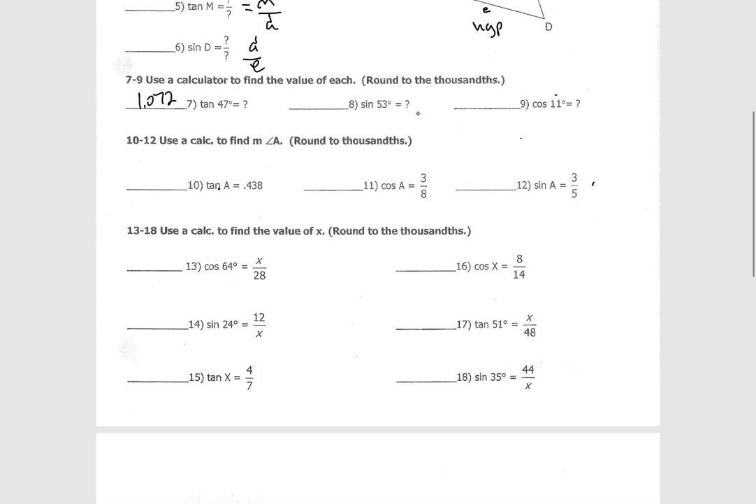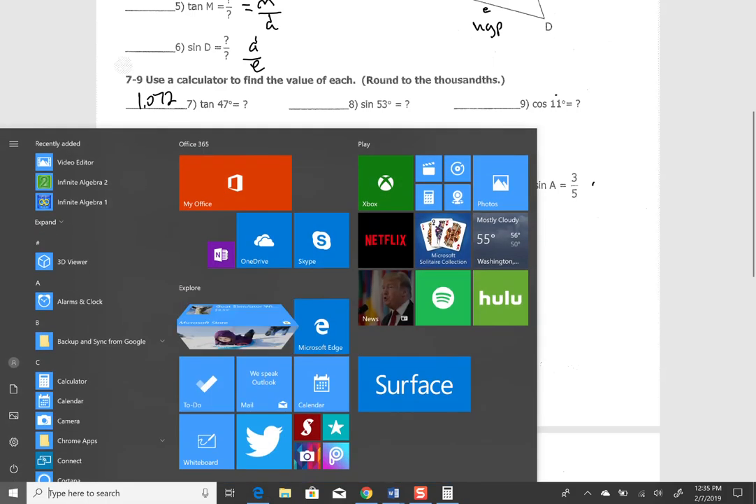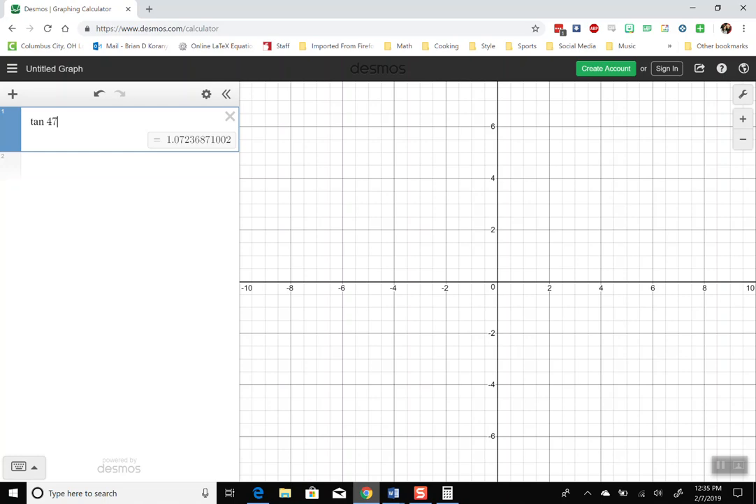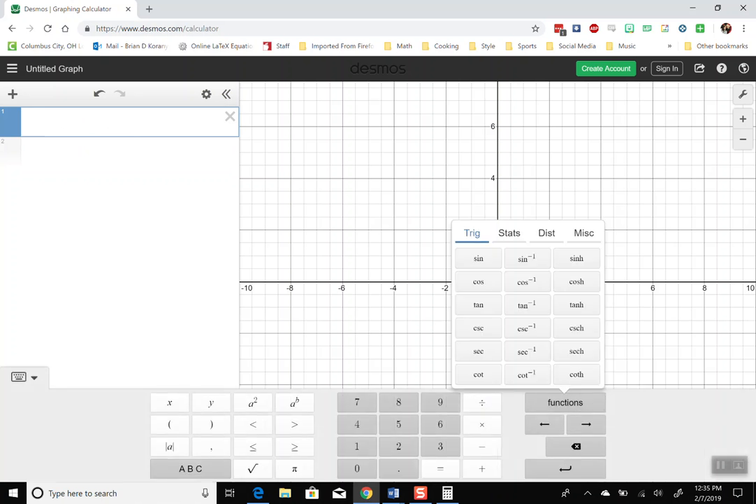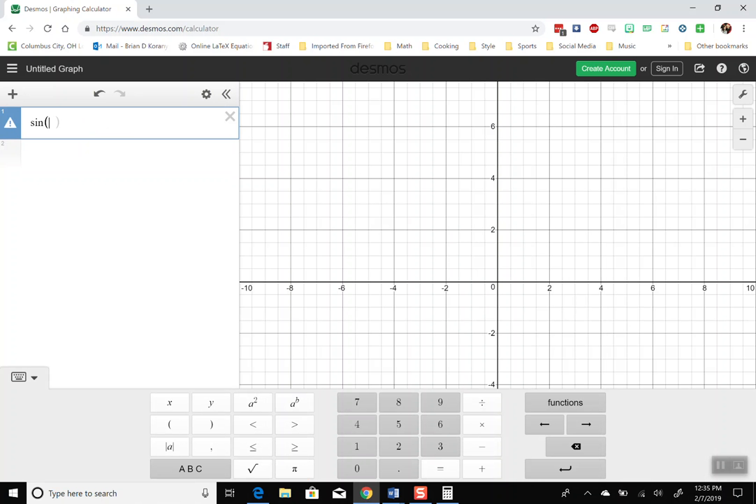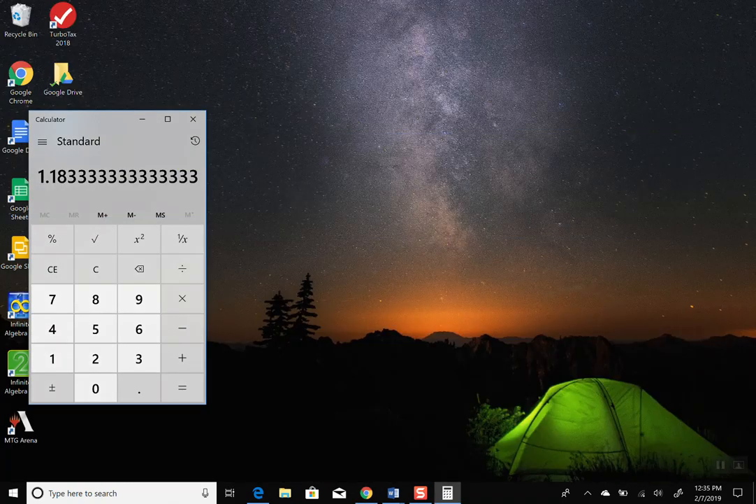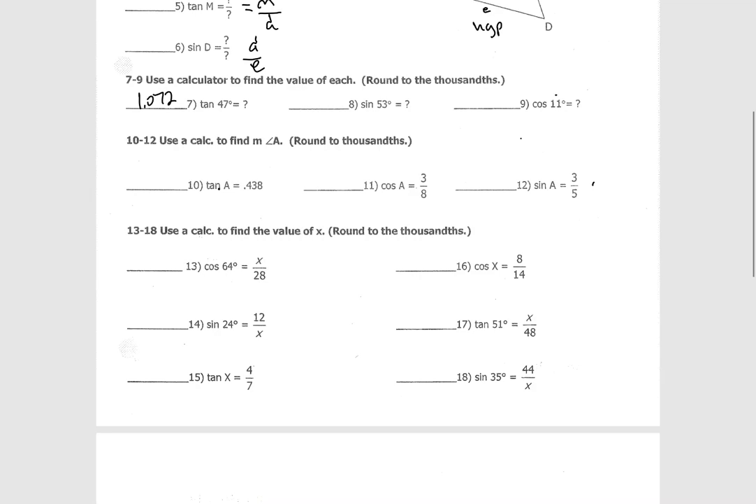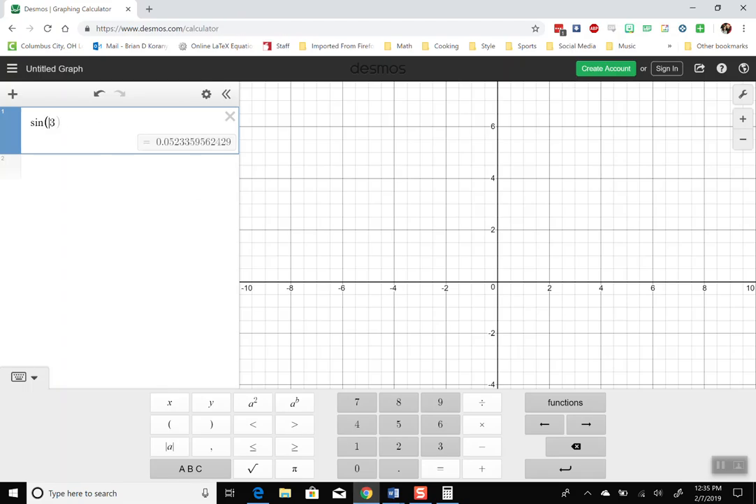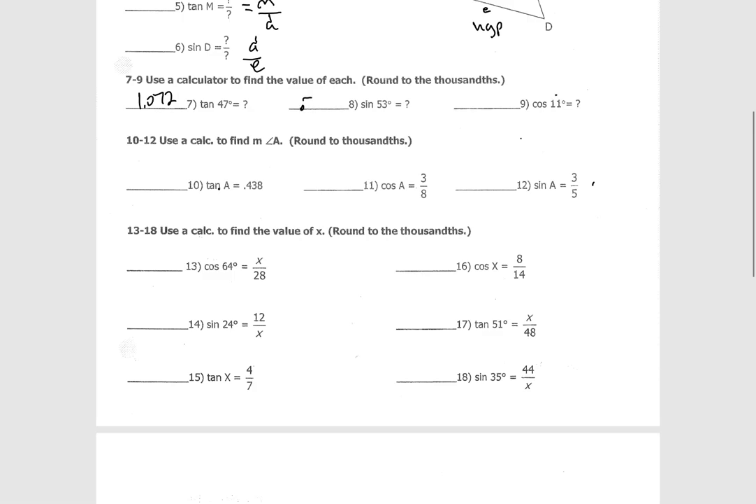Then sine of 53 degrees. Just going to plug it into the calculator. Again, you can click the keyboard icon and functions, and it'll have your trig functions there. So sine of 53, 0.799, if you're rounding to the thousandths.